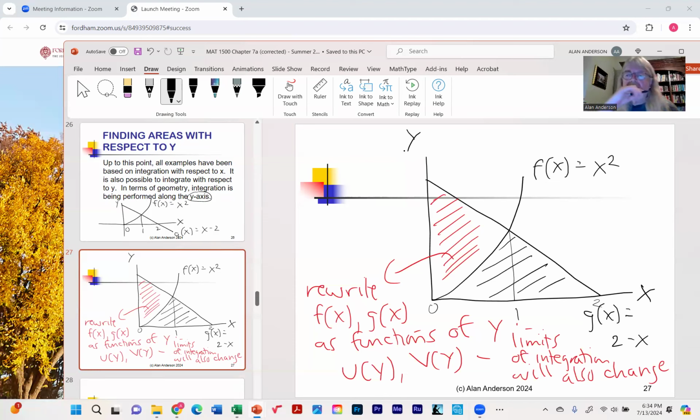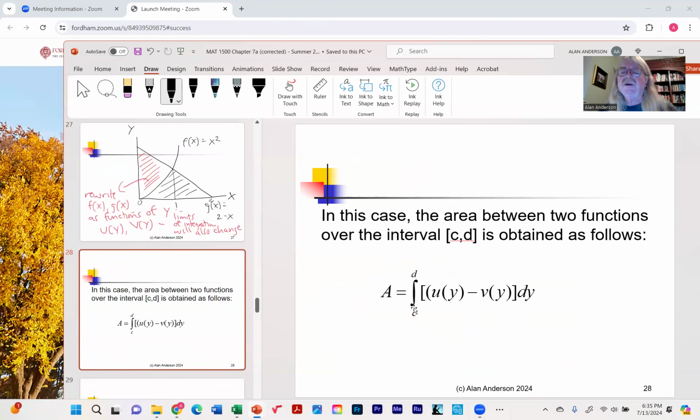Well, it turns out we can integrate with respect to the y instead of x and use the same technique, except instead of looking at functions from top to bottom, we're looking at them from right to left. But that does mean we have to use y as the variable in our integration. Now, it sounds complicated, but it really isn't, as long as the functions aren't too messy. What do we do here?